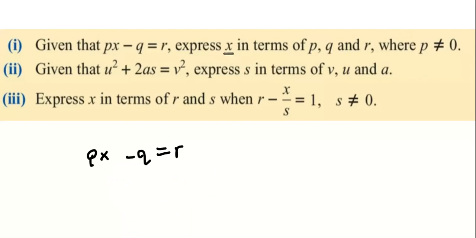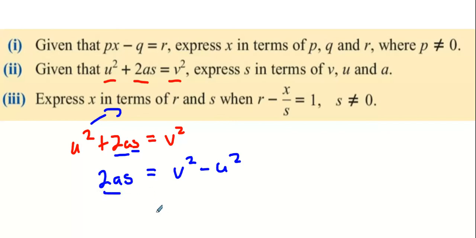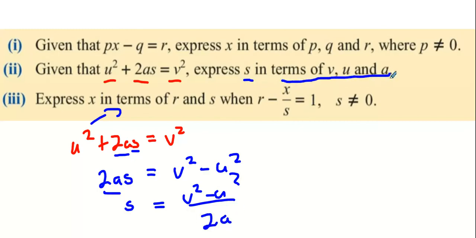Now, next one. Given u squared plus 2as equals v squared, express s in terms of v, u, and a. Well, we're going to get s on its own, so it's u squared plus 2as equals v squared. Now, you got to remember, s is being multiplied by 2a, so we have to leave that alone for a minute. So we're going to get 2as equals v squared, take away u squared. 2a is multiplication on the left, which would make it division on the right. And now we've successfully gotten s on its own in terms of v, u, and a.